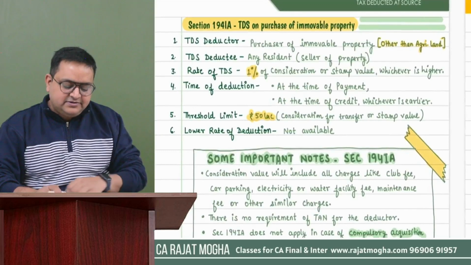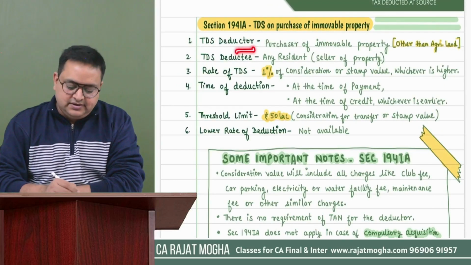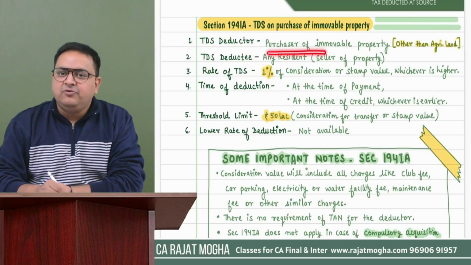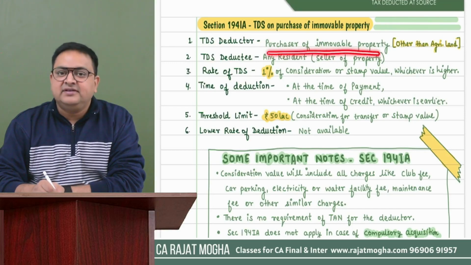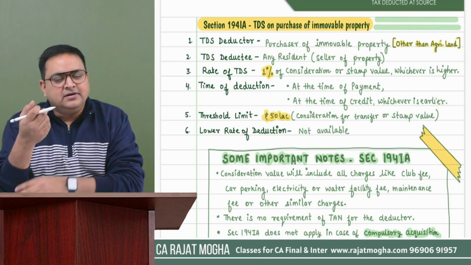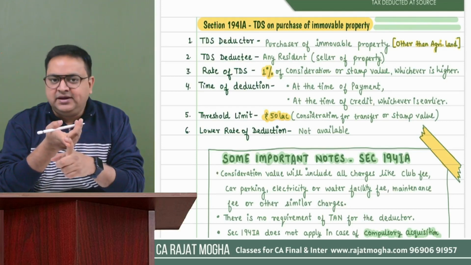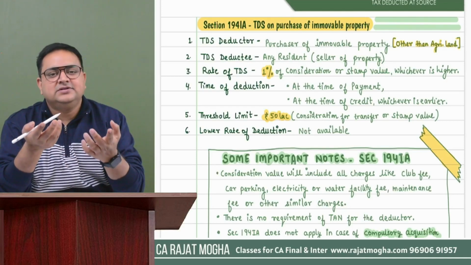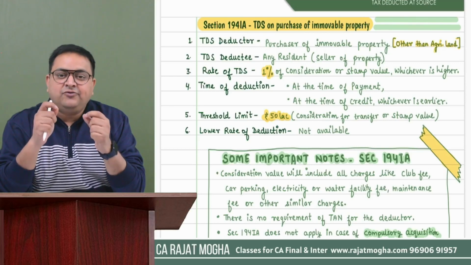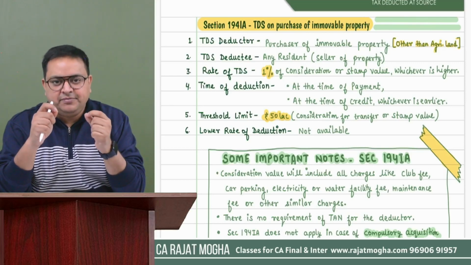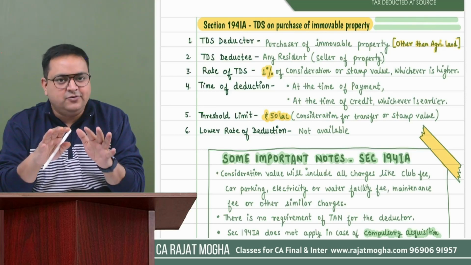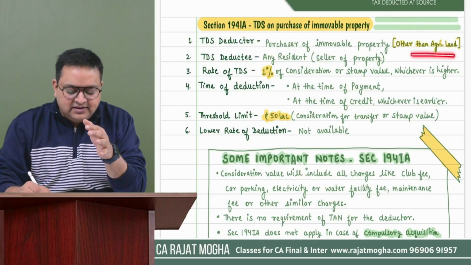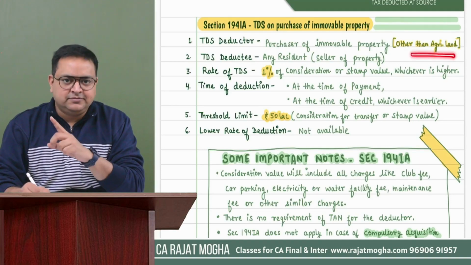Okay, so here it is mentioned that the TDS deductor is the purchaser of immovable property. If this person is purchasing immovable property other than agricultural land, because rural agricultural land would have no capital gain, why? Because rural agricultural land is not a capital asset. And even for urban agricultural land, if you are purchasing it, we are giving you a relaxation here. So only if it is other than agricultural land will this provision apply.